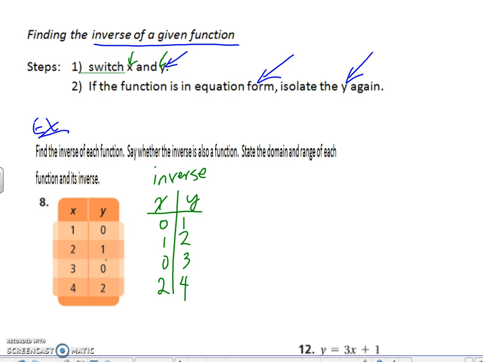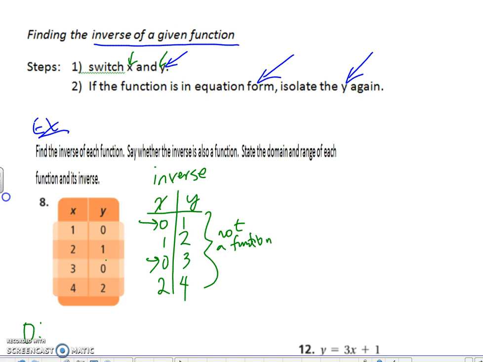Now, is this inverse also going to be a function? No, it's not going to be a function because the 0 repeats, so this is not a function. Okay? Now, what's the domain of this function?